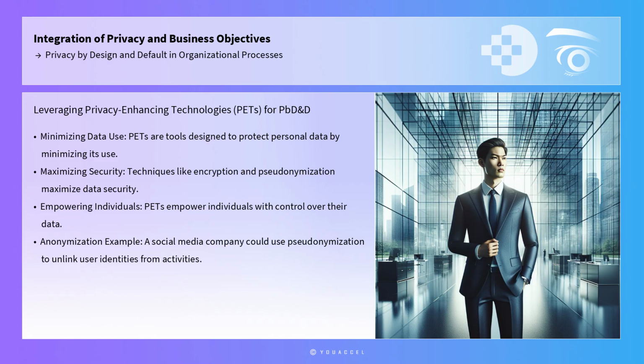Moreover, organizations can leverage privacy-enhancing technologies to implement PbDD. PETs are tools and techniques designed to protect personal data by minimizing its use, maximizing data security, and empowering individuals with control over their data. Techniques such as data anonymization, pseudonymization, and encryption serve as effective PETs. For example, a social media company could use pseudonymization to ensure that user identities are not directly linked to their online activities, thereby enhancing privacy while still allowing for data analysis.